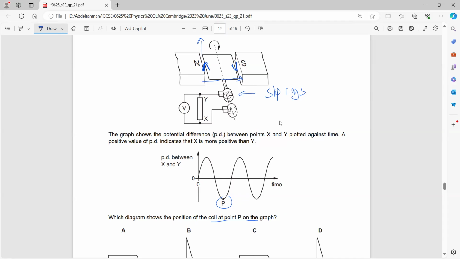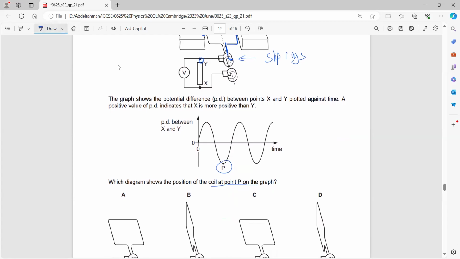Okay, let's draw. As the current is moving this way, it's connected to this side of the slip ring, and therefore this side would be positive. This side would be greater, so y would be greater than x. In this case, again, y would be greater than x.